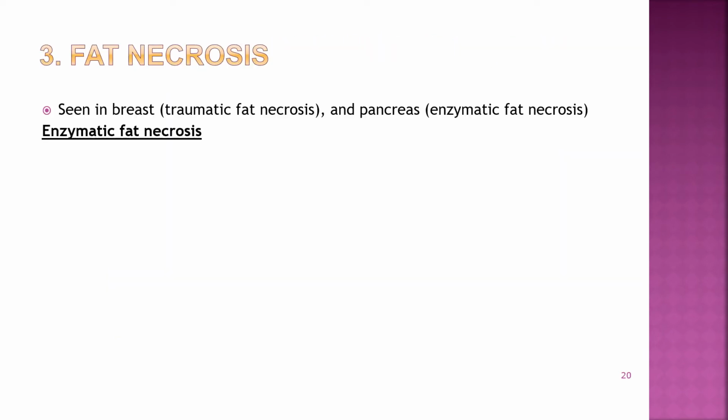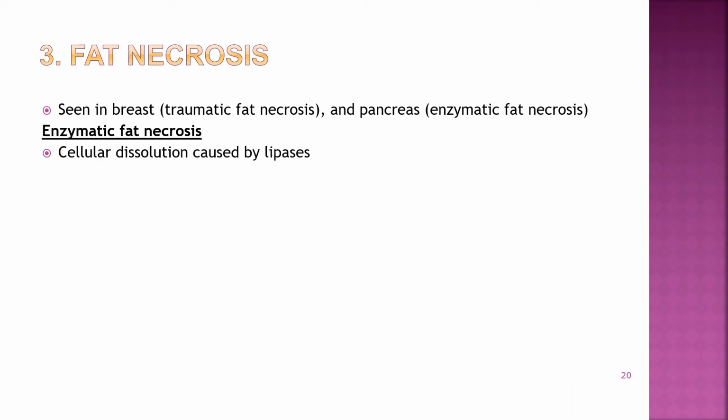Next, we look at fat necrosis. This type of necrosis is seen in two types of condition: in breast, which is usually due to trauma, and in pancreas, which is due to the enzyme action to the pancreas. We look at the enzymatic fat necrosis in pancreas first.